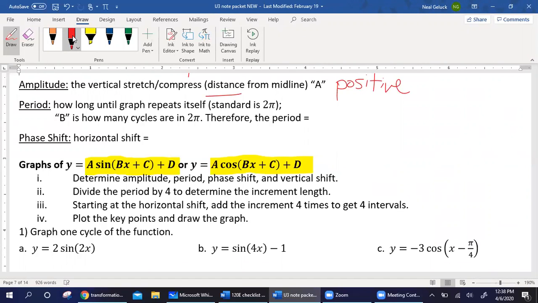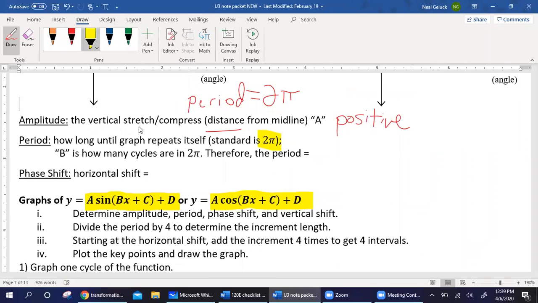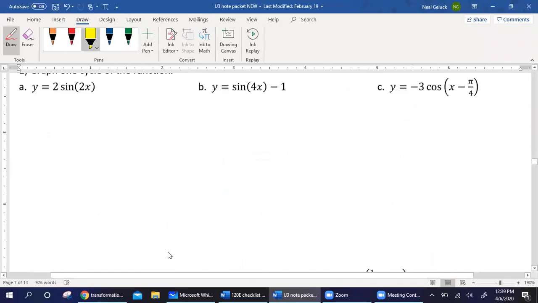Positive because it is a distance from the midline, from the middle of the graph. Period is how long it takes to repeat itself, which we just talked about. Sine and cosine both take 2 pi to start repeating themselves. That's how the cycle goes. But we can change that. The B number, whether we're talking about sine or cosine, tells me how many cycles I will see in 2 pi. So let's go back to this app.